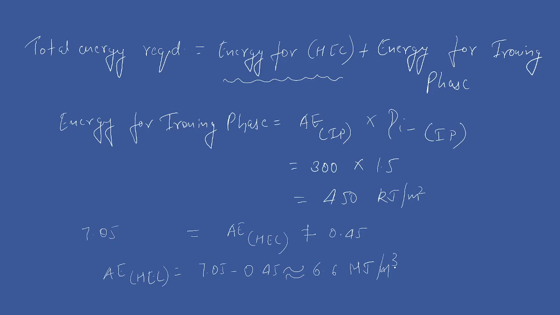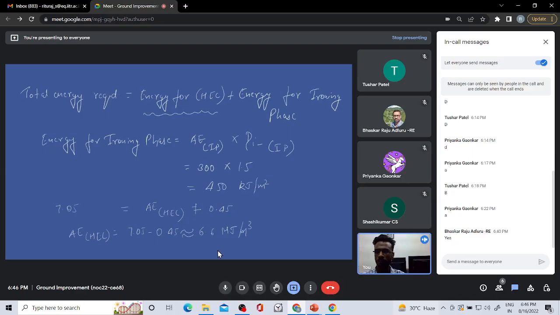Any problem with this question? It's basically like the total energy is the energy required first for the ironing phase, then we will do the high energy compaction. We have already calculated the required total energy in our previous question. Since the depth of crater was given and the applied energy for the ironing phase was given, with the help of that we can calculate the energy required for the ironing phase, and with the help of these two parameters we can further calculate how much energy we can use for the high energy compaction. So it's basically 6.6 megajoule per meter cube.